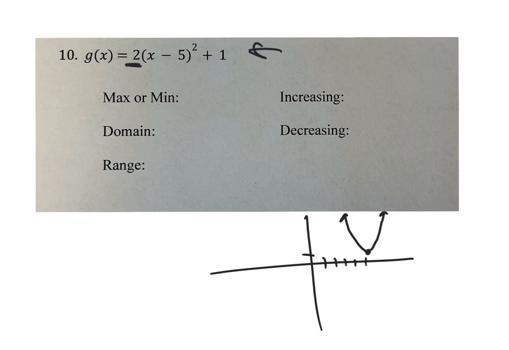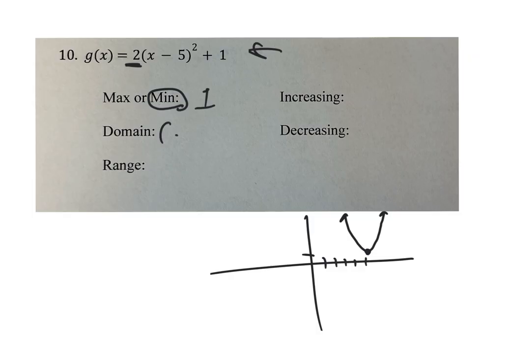Okay, now, first question is max or min. Which one does it have? It has a minimum. Now, you got to tell me what the minimum is also. Okay, the minimum is at the vertex, and the minimum or the maximum is always the y-coordinate. What's the y-coordinate right there? 1 is. Okay, so make sure not only do you circle the right one, but you tell me what the max or min value is.